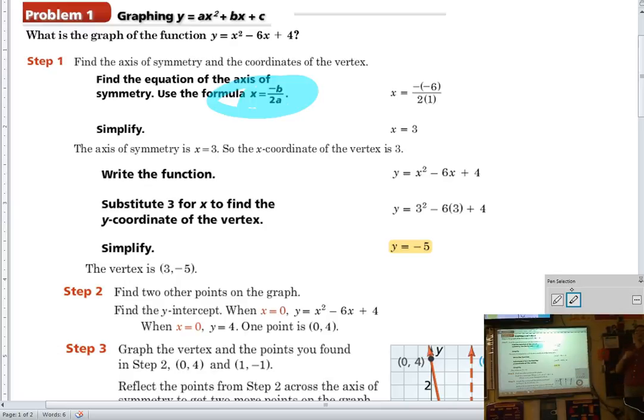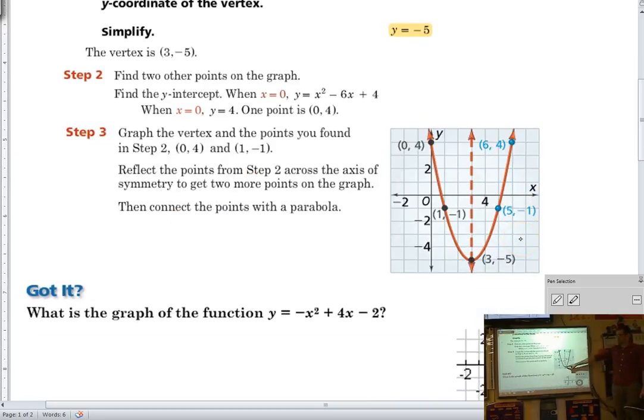So then to find the vertex point, what do I do with that x? Plug it in. Yeah, just plug it in and find out what your y is. So we plug in our 3 to everywhere we see x. We find out that y is negative 5, which shows me where my vertex is. From there, I guess I should capture before I move on.